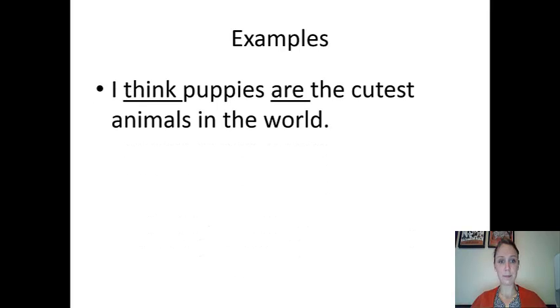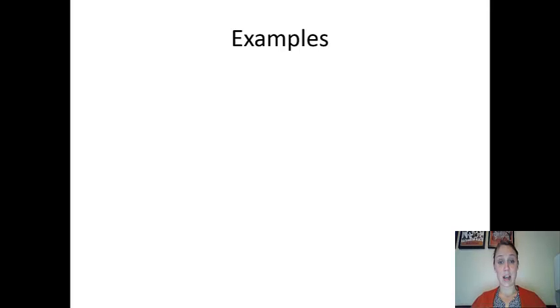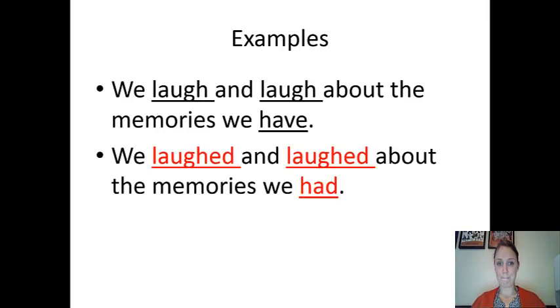Let's try another one. I think puppies are the cutest animals in the world. What can I change think and are to put them in the past tense? Did you get it? I thought puppies were the cutest animals in the world. Let's try another one. We laugh and laugh about the memories we have. Let's take a look. We laughed and laughed about the memories we had. Notice laugh and laugh are regular. I just had to add an ed, but have I had to change to had.